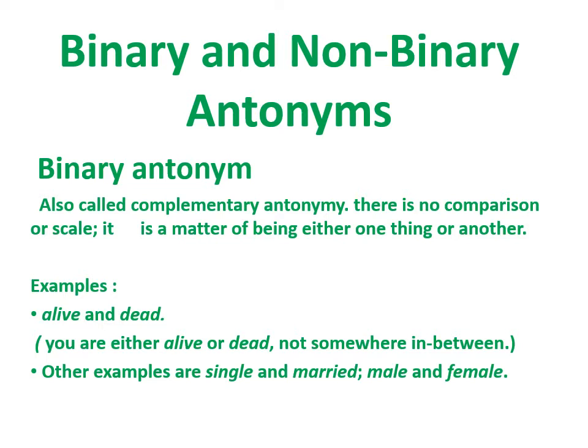One example: single and married. Male and female. If someone is not male, she must be a female. If someone is a female, he must be a male biologically. Although we may have a term psychologically in the middle, not male, not female. Other examples are single and married. If someone is single, he is not married. What about people who live together without marriage? We call them single, single living together. They are not married. Married is an administrative process. They have to register to get married, and they have a process, a ceremony of getting marriage. So this is called a binary antonym.